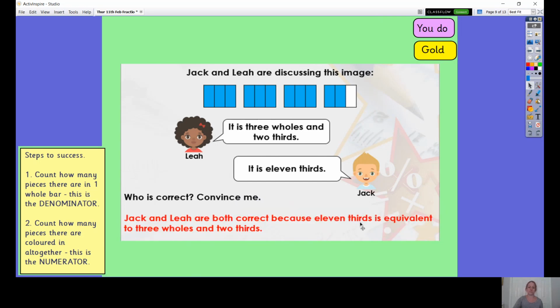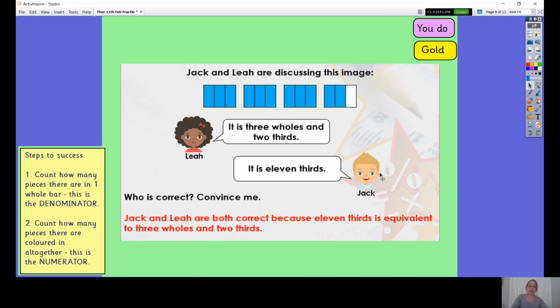Okay, so the answer is Jack and Leah are both correct. Trick question for a Thursday morning, because 11/3 is equivalent to 3 wholes and 2/3. So I'm just going to explain that to you in a little bit more detail so that you can understand. I think lots of you might have thought that Leah was correct because she said it's 3 wholes, and it is, isn't it? That there's 1 whole, 2 wholes, 3 whole ones, and 2 of the 3 coloured in there, so 2/3 there. So that's definitely right. So well done, Leah, you're right.